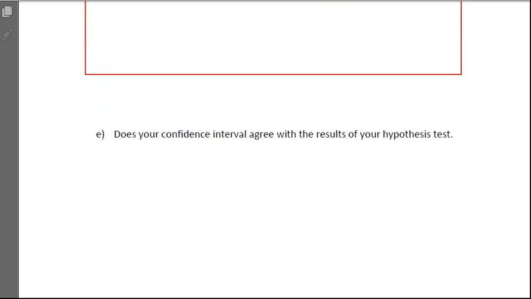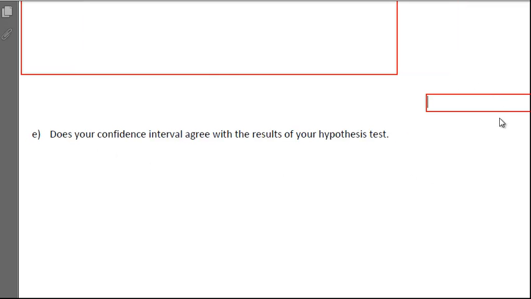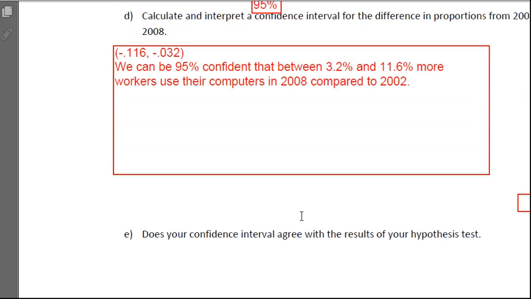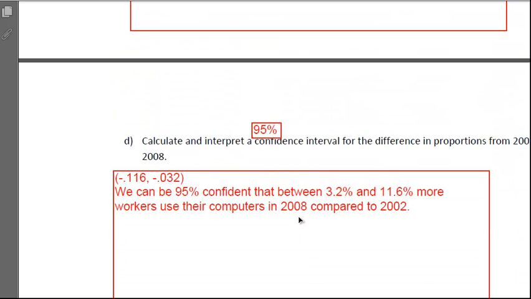Okay, so the last question is, does your confidence interval agree with the results of the hypothesis test? So the answer to that always is yes, but we need to explain it. And so here we concluded that the 2008 proportion was higher because the confidence interval went from a negative to a negative.